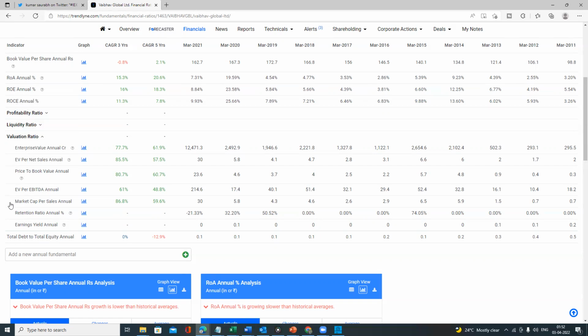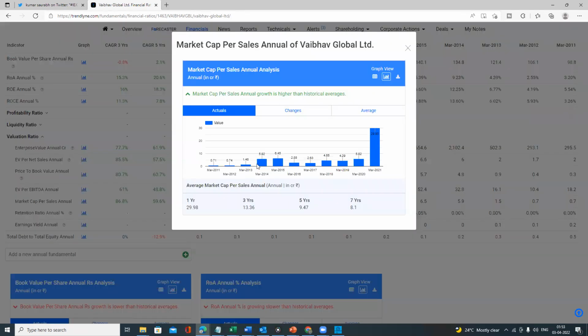But let us look at Vaibhav Global's market cap to sales valuation. You can see these are the values. But what is interesting is you pick this chart and you plot it. There are multiple ways in which you get this valuation. One is the actual price to sales valuation, and you can see you also get a trend. You also get these numbers, and you also get the average value of the last 1 year, last 3 years, last 5 years, last 7 years, and all of that.